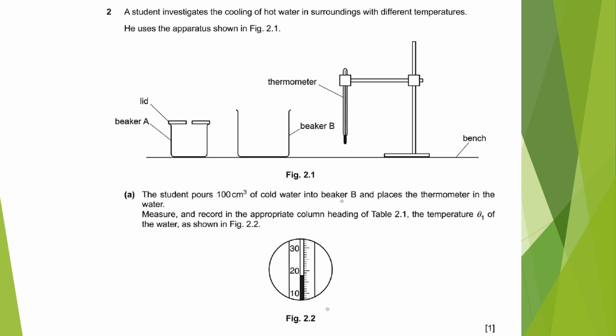Question A. The student pours 100 centimeter cube of cold water into beaker B and places the thermometer in the water. Measure and record in the appropriate column headings of table 2.1 the temperature θ1 of the water as shown in figure 2.2. So in figure 2.2 mercury level is clearly visible, but the readings are very minute. So we need to observe carefully and take the reading and write it in the table 2.1 in the coming pages. It is for 1 mark. So clearly we can read it as 18 degrees.